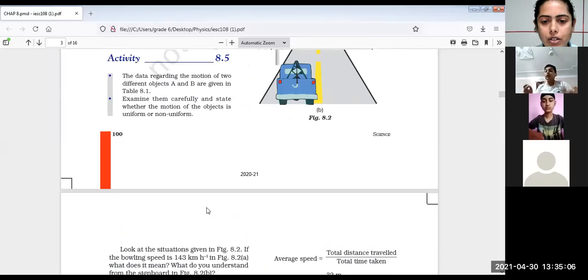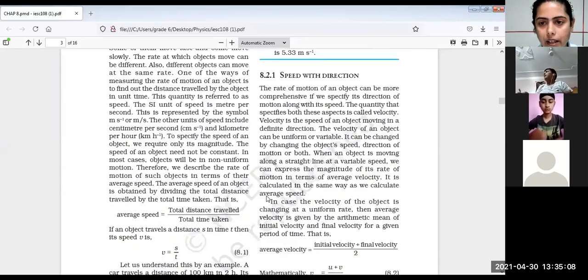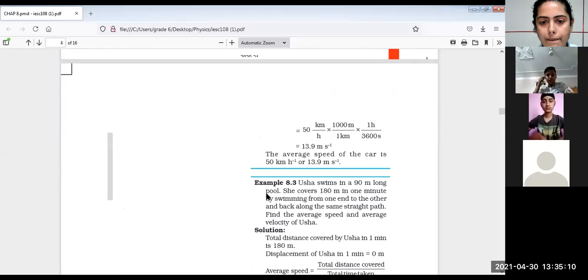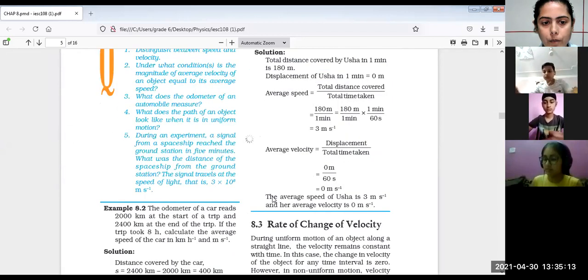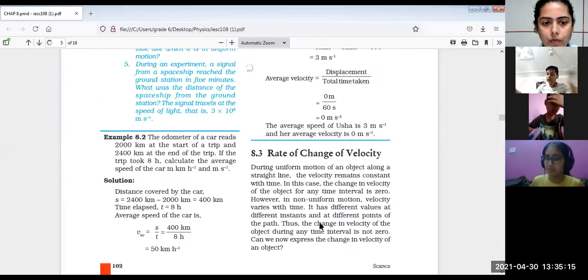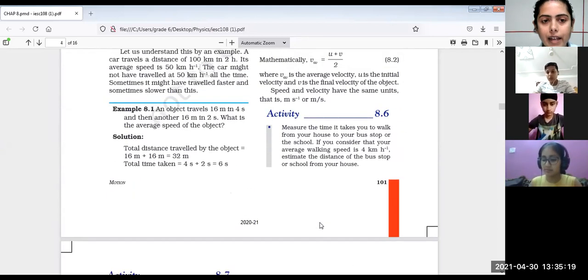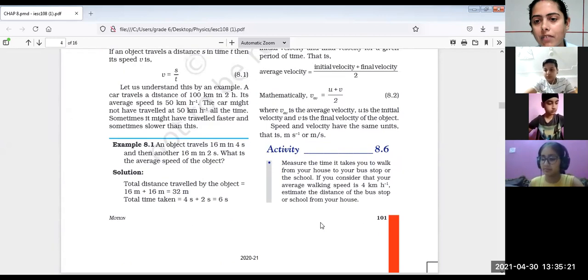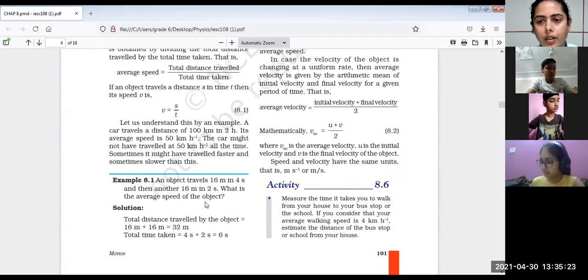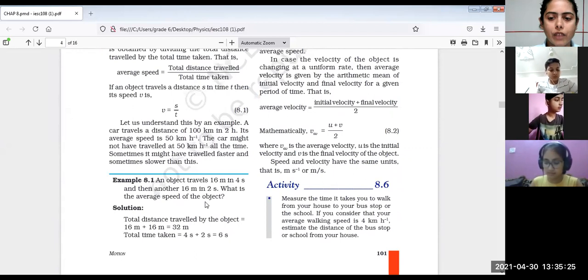So the first question we are going to take is 8.1 on page number 101. 8.1 on page 101.